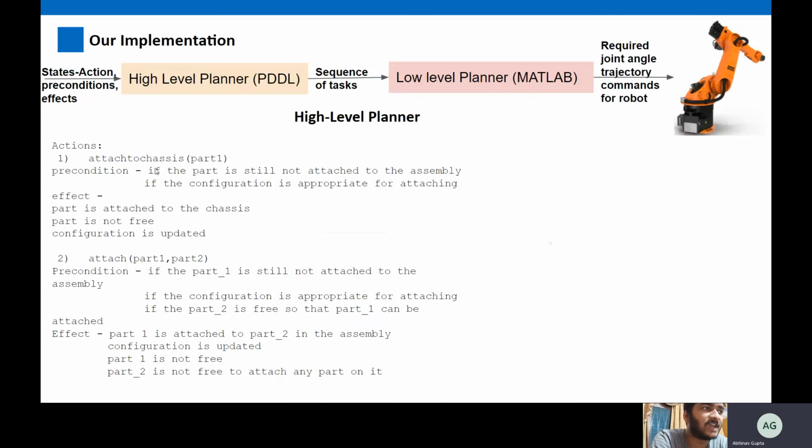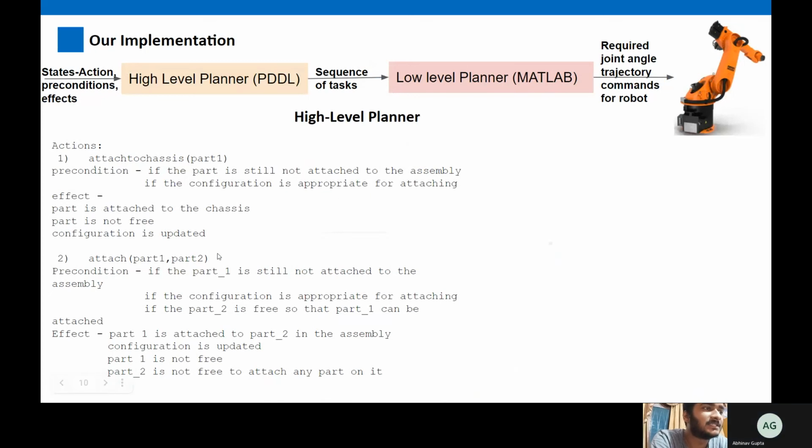So these are the actions which we have designed. I haven't included all of the actions because they were very huge. One of the actions is attach to chassis, in which we basically attach this particular part to the chassis of the car. It has some preconditions: the part is still not attached to the assembly, and the configuration is appropriate for attaching. It has some effects: the part is attached to the chassis finally, and the part is not free now.